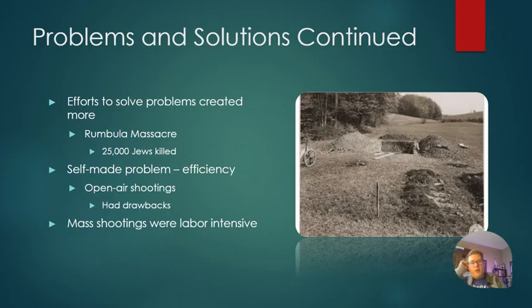It's also important to note that mass shootings at close range were labor intensive. They required a lot of weapons and ammunition, and each soldier could only kill one victim at a time, meaning it was a long, laborious process. It wasn't something that could easily be done. Many found the work to be physically and psychologically challenging and finished their shifts covered in blood.